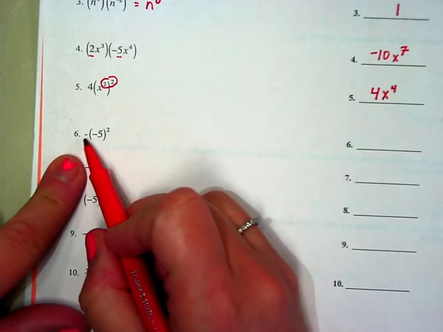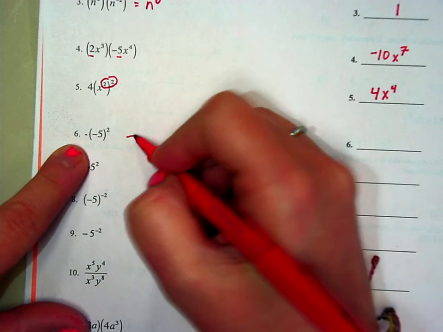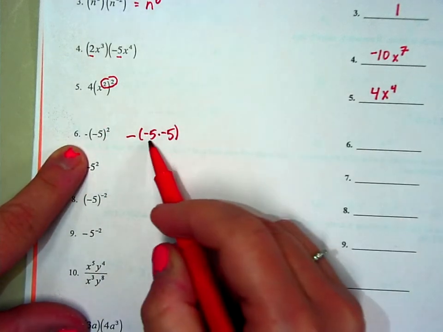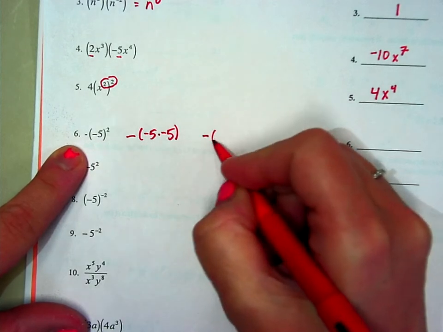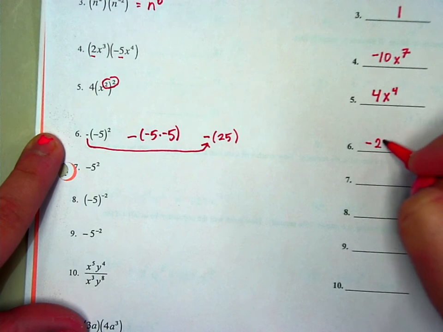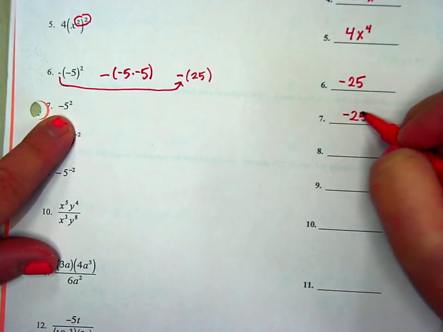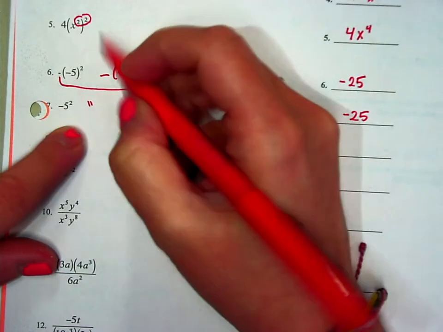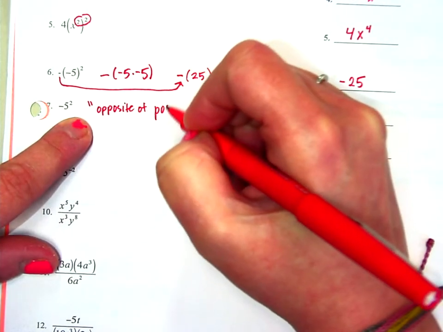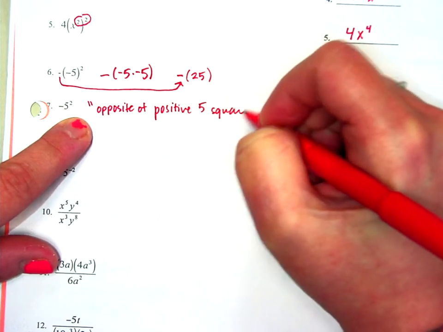6, I believe this is the opposite here, this little negative, of negative 5 squared. So you could think of this, like this here. You're squaring negative 5 to be positive 25. But then you have that opposite sign in front here. So that would make your final answer negative 25. 7 is also negative 25 because this negative is not grouped. Remember, this is like the opposite of positive 5 squared is how I would think of this.